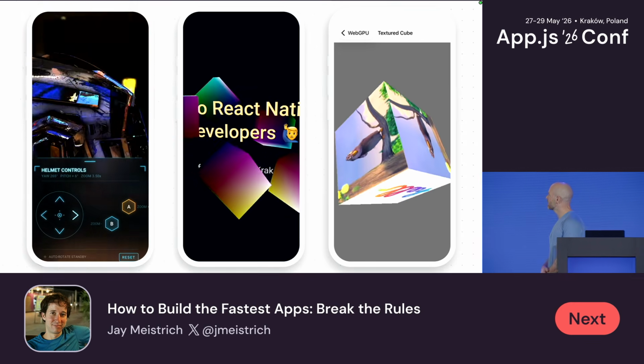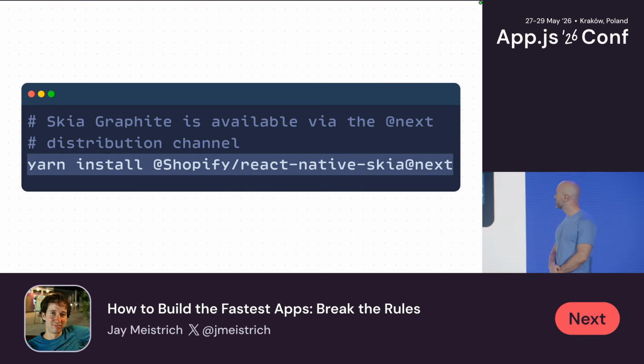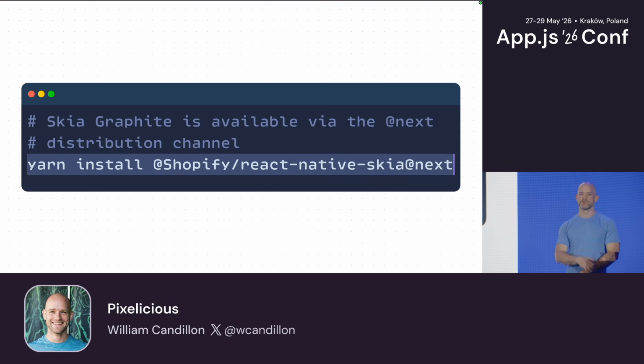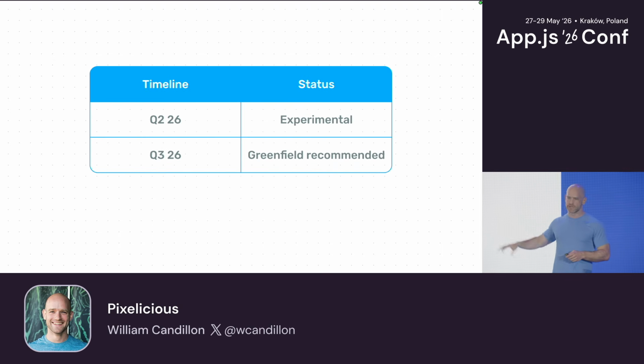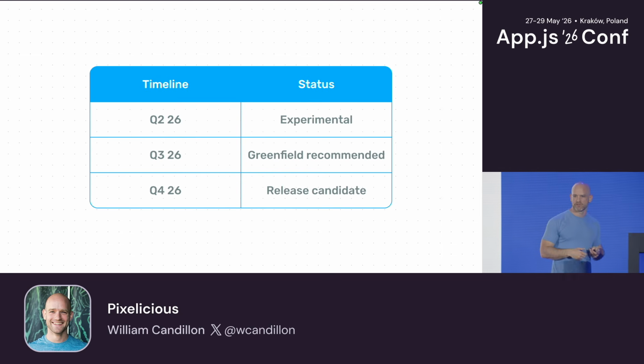Skia Graphite is available under the @next distribution channel. It's still very much experimental. It's a steep migration process, so currently it's completely experimental. We think that in the fall, this will be the recommended experience for people who start a new project. And by the end of the year, we hope that Skia Graphite will be a release candidate. That would be React Native Skia version 3.0.